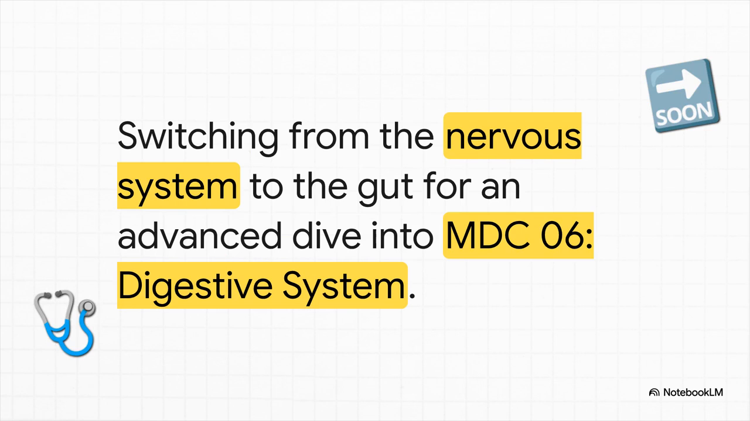Next time on Decode Healthcare, we are going to be switching gears entirely. We're moving from the nervous system to the incredible complexities of the gut. Make sure to join us for part 87, where we'll be doing an advanced medical DRG deep dive into major diagnostic category 06, the digestive system.